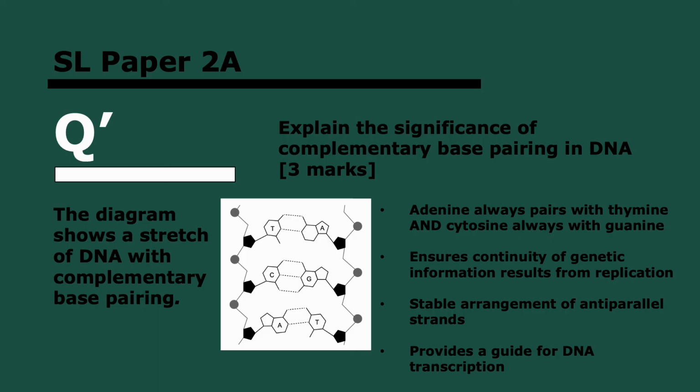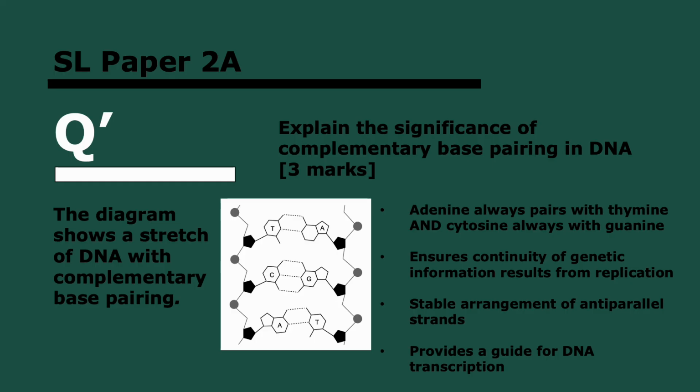Second of all, it allows for stable arrangement of anti-parallel strands. So it's very important that DNA is very, very stable, right? It needs to be there for years. And this is helped by the fact that cytosine and guanine have 3 hydrogen bonds, adenine and thymine bind by 2 hydrogen bonds, and that maintains a very stable structure, much more stable than RNA, for example. So those 2 strands really help a lot.